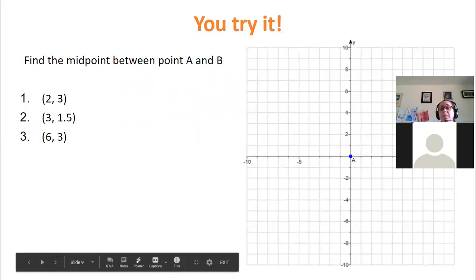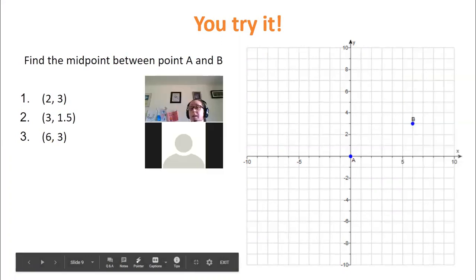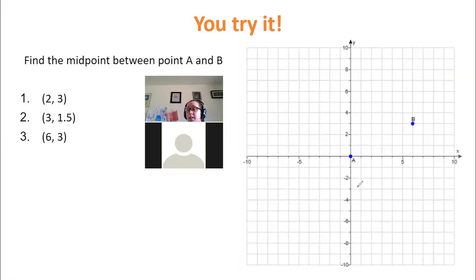Okay, please find the midpoint. And it looks like we have the same points on here. We have 0, 0, and we have 6, 3. So we have a line from A to B here. We want to find the midpoint. And here is the midpoint formula.